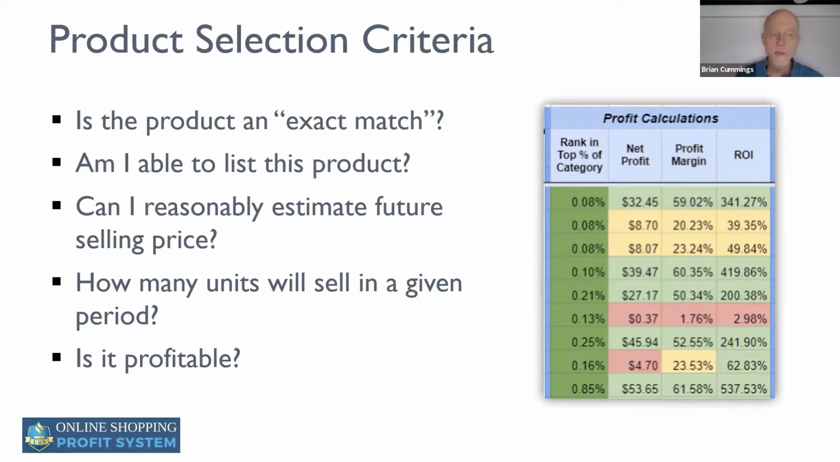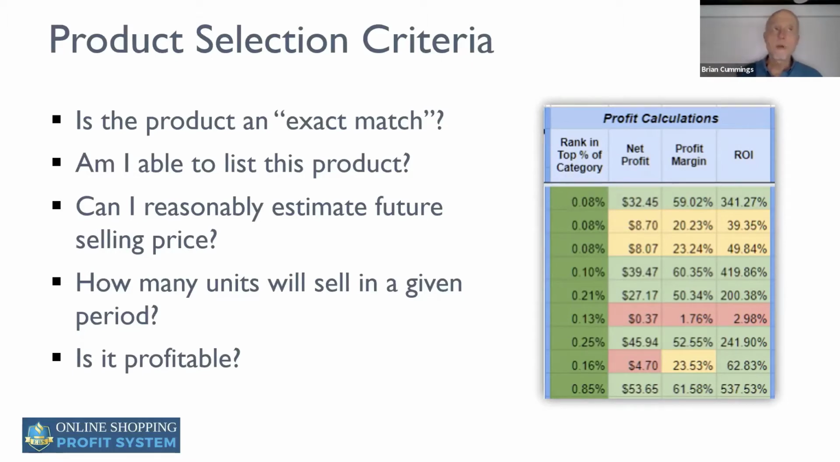And in the online shopping profit system, there's a product selection criteria that I've created that asks 5 questions here. Is the product an exact match? Am I able to list this product in my account? Can I reasonably estimate the future selling price? Not just the current price, but the future selling price. And how many units can I sell in a short period of time? And overall, is this product going to be profitable for me?